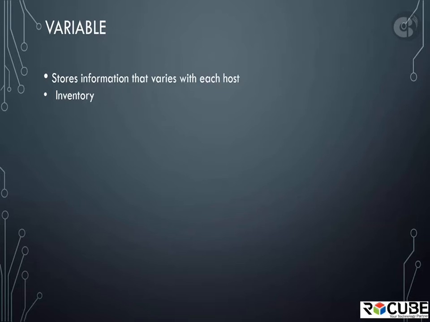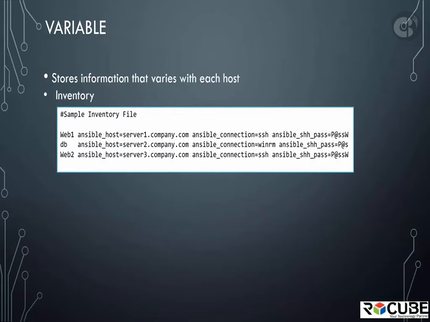We have already worked with variables earlier when we worked in the inventory section. If you remember an inventory file that looks like this, the Ansible host, Ansible connection, Ansible SSH pass are all examples of variables. We can define as many variables as required like this.